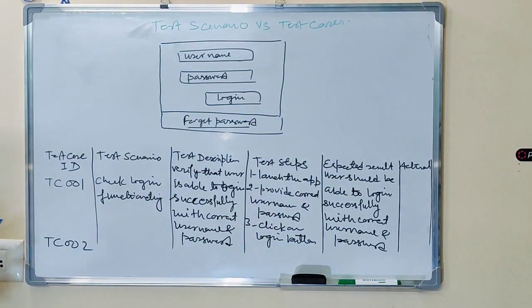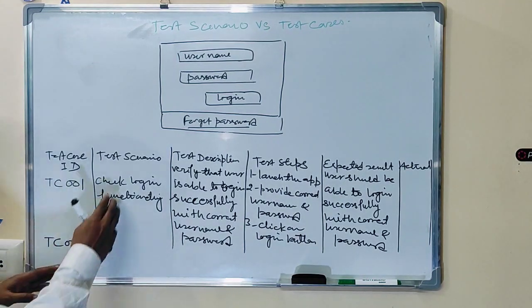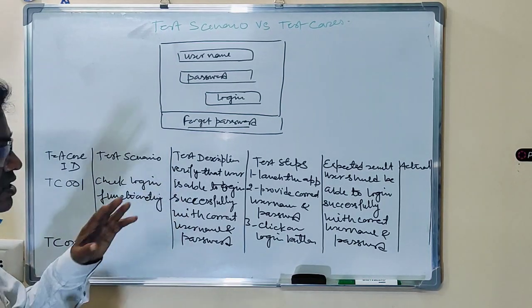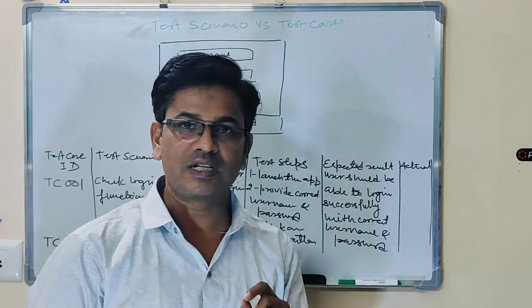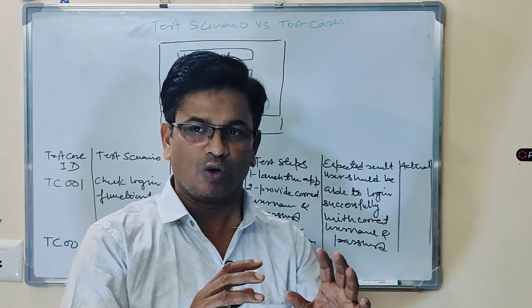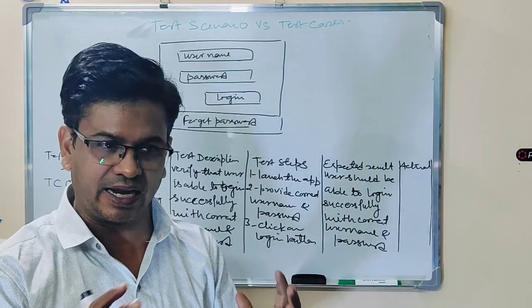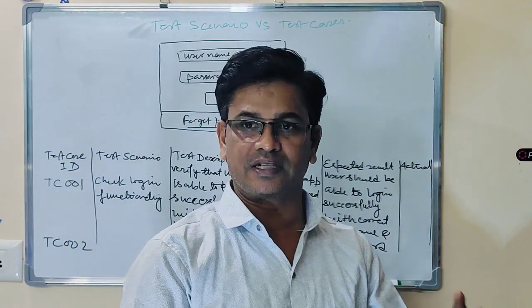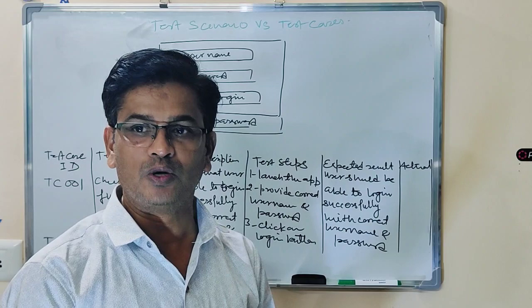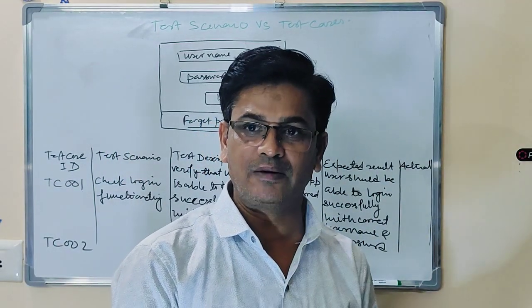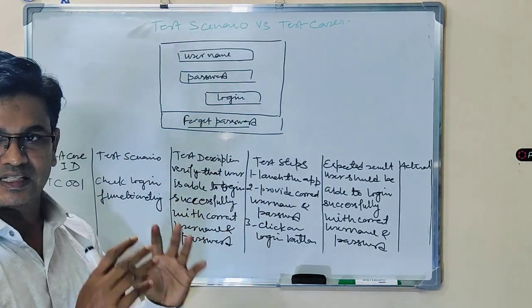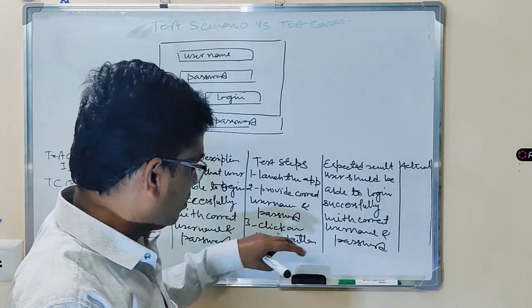Okay. Third test case can be, for the third test case the scenario will be check the login functionality. Test description will be verify that user is not able to log in successfully when providing incorrect username and correct password. So with all combinations of user ID and password, correct and incorrect, we are writing so many test cases. So with the help of test cases, we are actually able to test any functionality in a detailed manner. So that is the main difference between test cases and test scenarios.